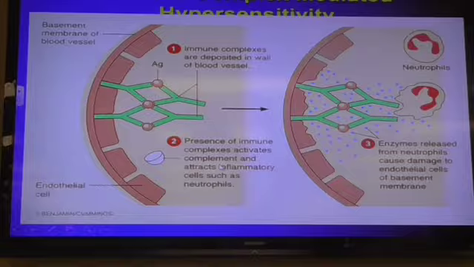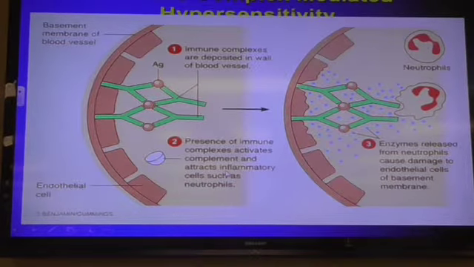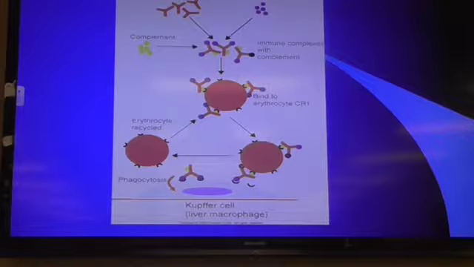So that is kind of an example for vasculitis. If you think this is the blood vessel here, immune complexes are deposited on the endothelial cells, attract neutrophils, activate complement. That's the problem. Sometimes immune complexes can deposit on the red blood cells and then cause lysis of those red blood cells also.